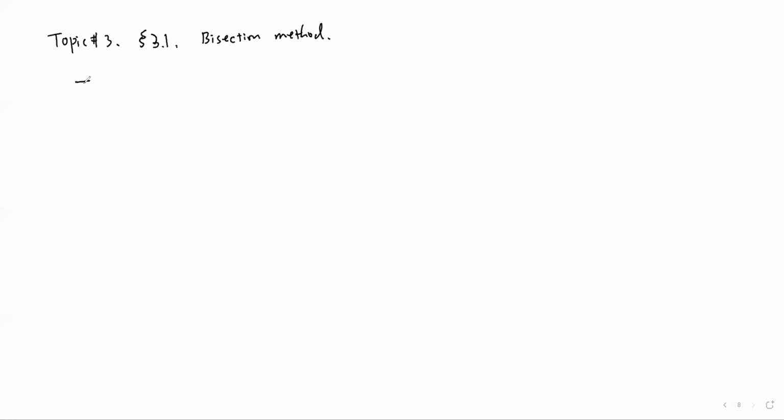In chapter 3, this whole chapter, we want to solve nonlinear equations. Say f of x is equal to 0. F is usually nonlinear, a general function. And this is a single equation.